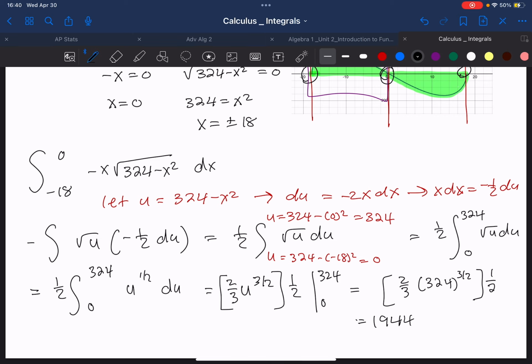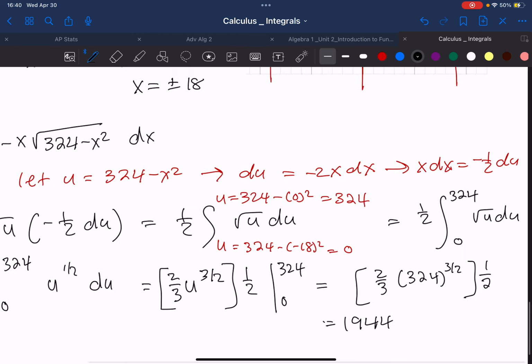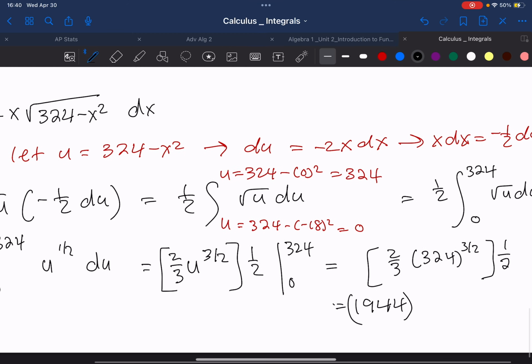But remember, that is only the area of one side of this curve. And the reason why I didn't do the integration from negative 18 to positive 18 is it would look like my value is equal to 0, which is not true. So I need to take my value of 1944 and just multiply it by 2 to get the area of both of the curves. And that answer is 3,888.